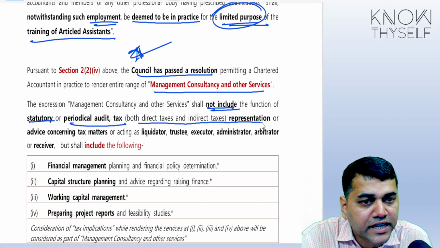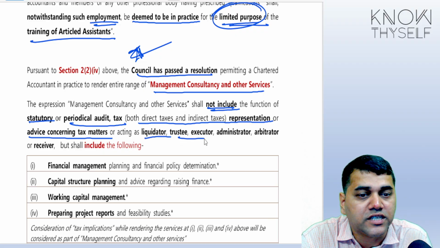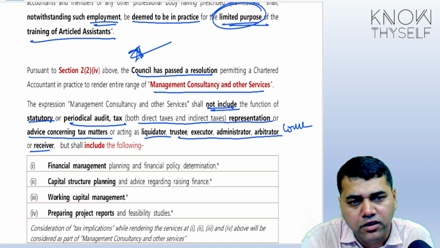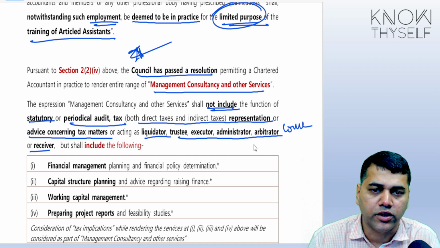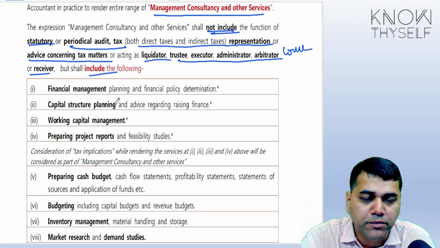Both direct tax and indirect tax representation, advice concerning tax matters, acting as a liquidator, trustee, executor, arbitrator, receiver, etc. Okay, these are all your court related work. Court only gave you the order. Now, it shall include, okay, what are those management consultancy work?